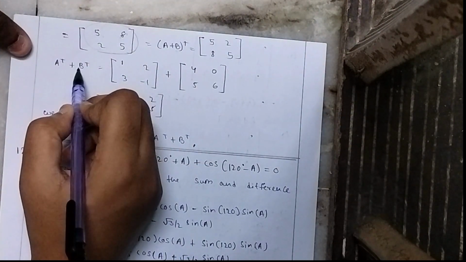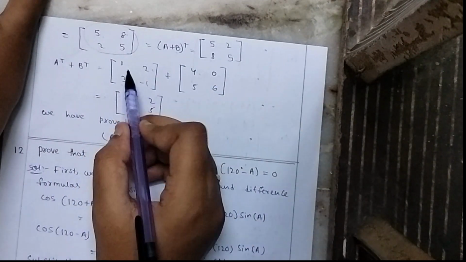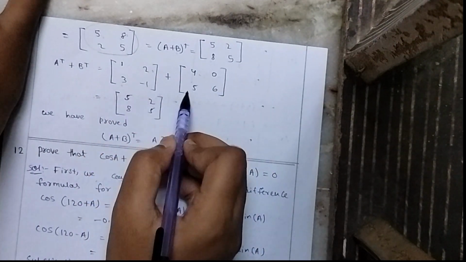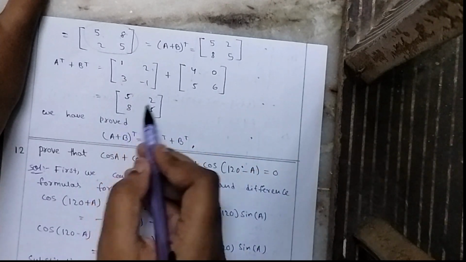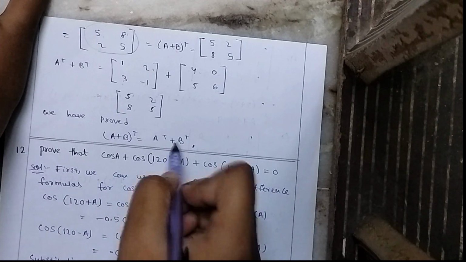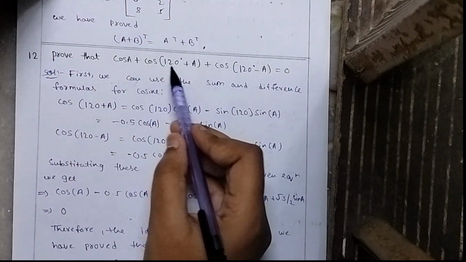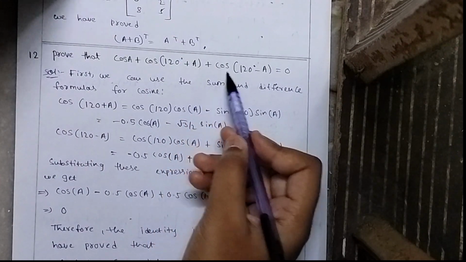Now A transpose plus B transpose. A transpose is [1, 2; 3, minus 1] and B transpose is [4, 0; 5, 6]. That means 1 plus 4, 2 plus 0, 3 plus 5, minus 1 plus 6. So [5, 2; 8, 5]. (A plus B) whole transpose equals A transpose plus B transpose. Hence proved.